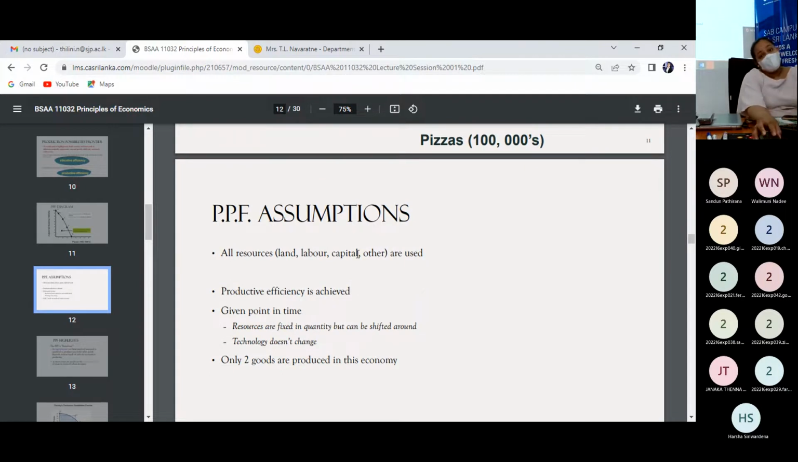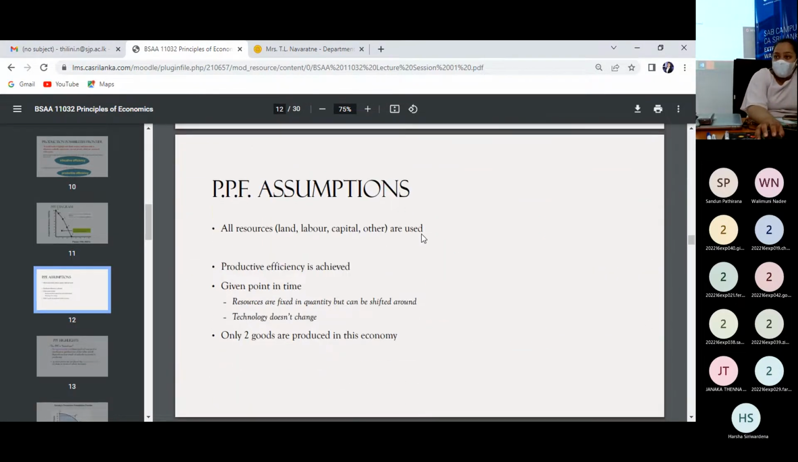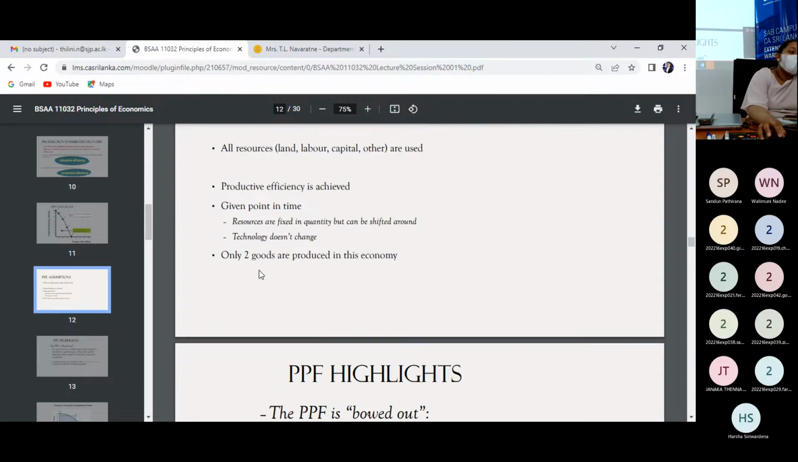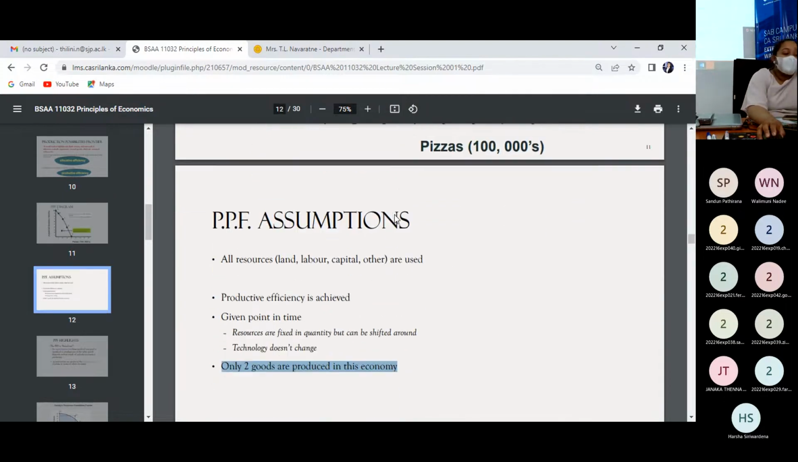So there are assumptions. In economics, we use a lot of assumptions. In this case, when we discuss production possibility frontiers, there are a few assumptions. First thing, only 2 goods are produced in this. Right? Only 2 goods we can represent. We can't represent all the goods.